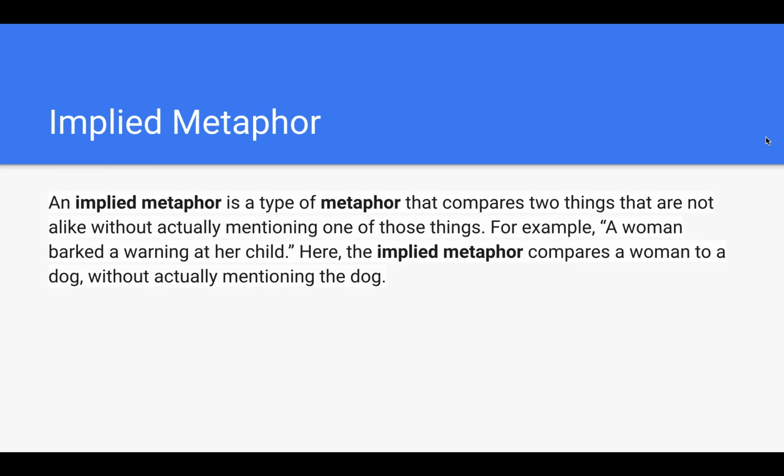An implied metaphor. So if a metaphor is a comparison, the implied metaphor doesn't have one of the comparison points. And so here we get an example. A woman barked a warning at her child. Well, what are we comparing the woman to? We're comparing the woman to a dog because of the bark, right? So you would want to use a different word if you didn't want to compare a woman to a dog in this case. And that's a good example of an implied metaphor where we don't have the other side, and we as human beings have to fill in, well, what's that being compared to?